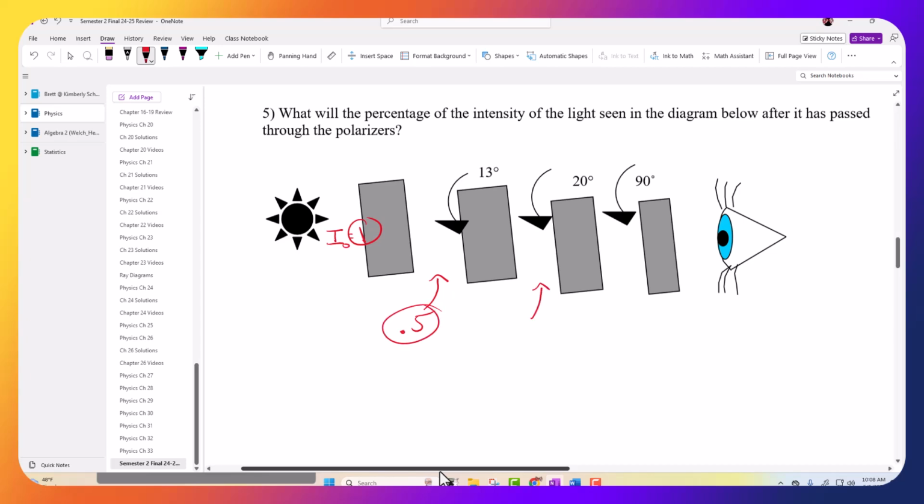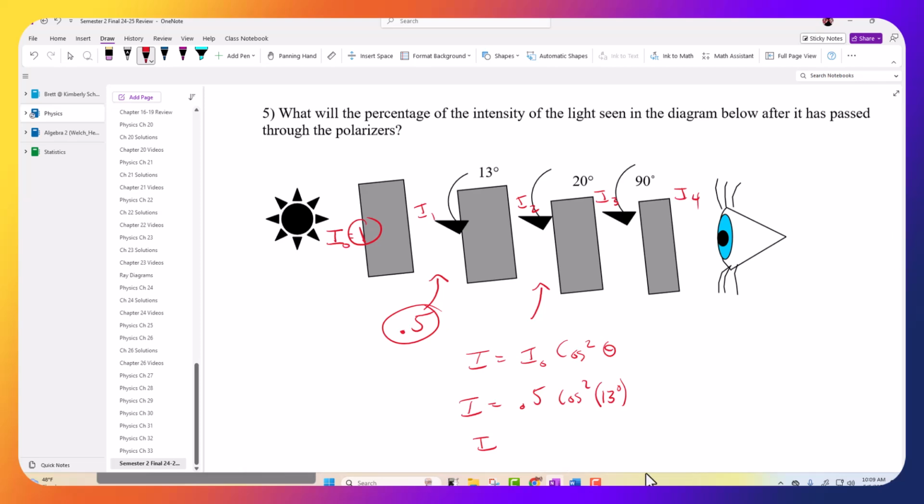If I want to come to this next gap, I have to acknowledge the rotation of the Polaroid I'm coming through. So the formula is that I will equal I naught cosine squared of theta. So for this one, the intensity coming out will equal the intensity before, 0.5, times the cosine squared of the Polaroid it just passed through, which is 13. So let's call that I naught. We'll call this I1. We'll call this I2, I3, and I4, just so we can keep track of them. So I'm doing I2 right now.